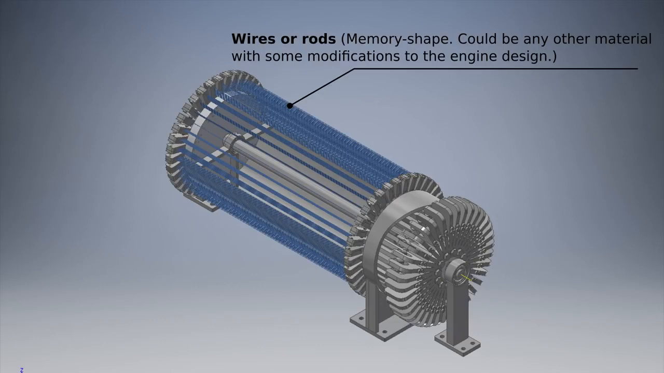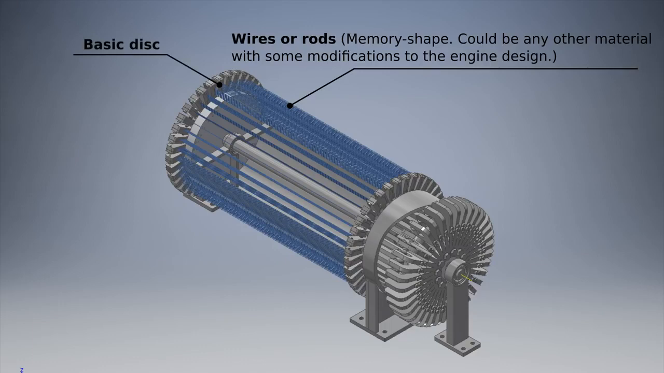Number 1. Wires or even rods. Here I intend to use memory-shaped alloy wires. I believe that any material could be used here, but I'm not sure yet. Certainly the featured engine is designed to be used with memory-shaped alloy wires, and it would at least have to be modified for use with some other material.